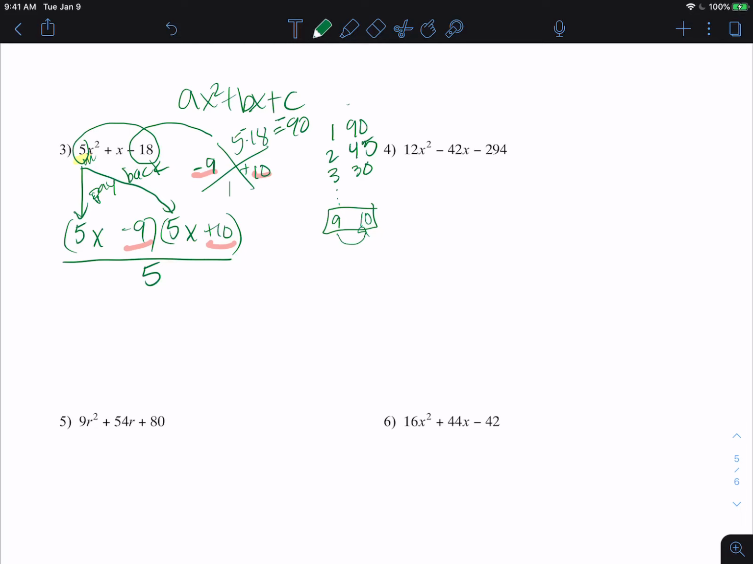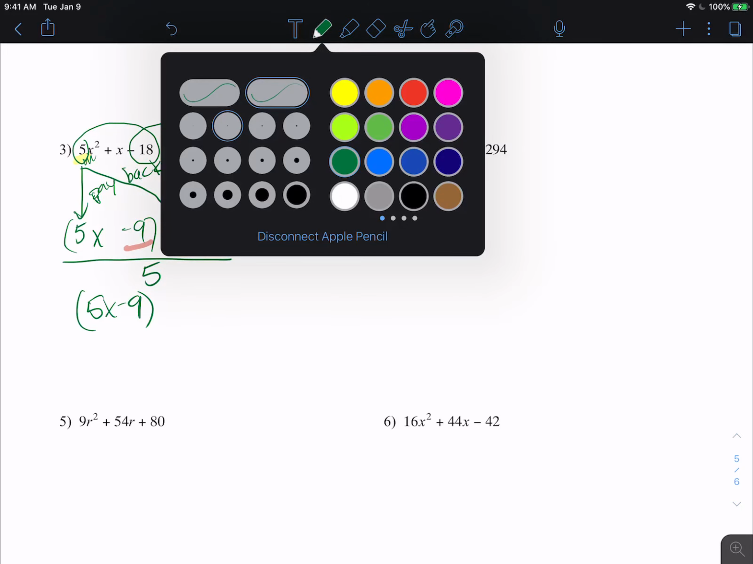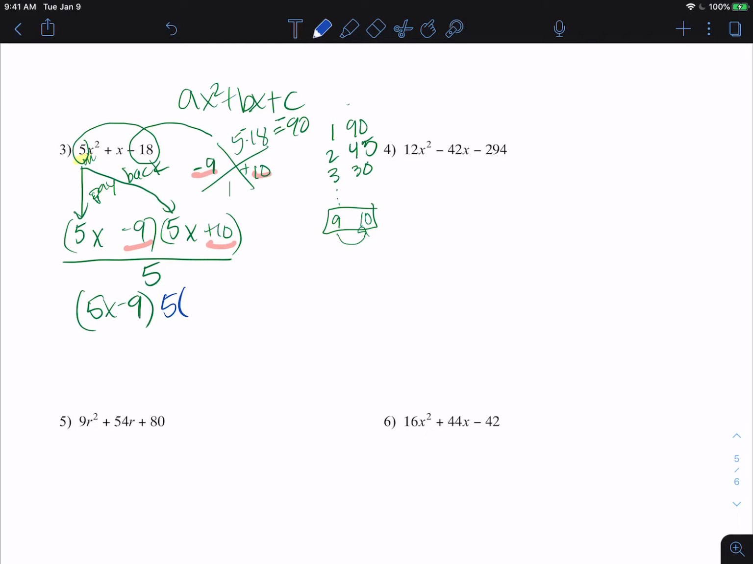So then I look at my first set of parentheses here and I see if there's a greatest common factor. There is not, so I leave that as 5x minus 9. In my second set of parentheses, I look to see if there's a greatest common factor. There is. The common factor is 5. So if I take out the 5, we end up with 5x divided by 5 is x, and 10 divided by 5 is 2. So then we divide that by 5, so then those 5s can reduce to 1, because remember we paid back an extra 5, so we're going to take away the extra 5 that we had. So that leaves me with 5x minus 9 times x plus 2.